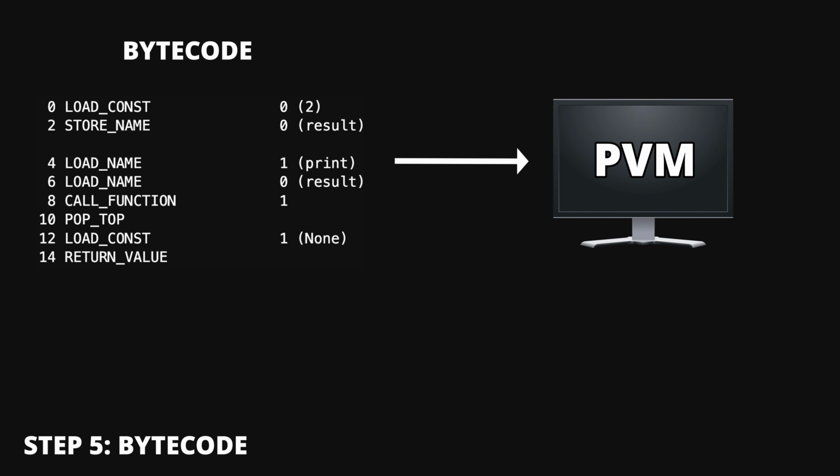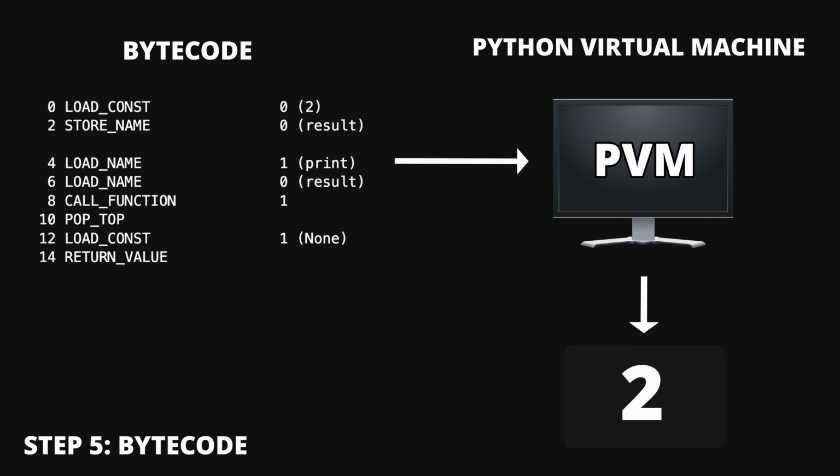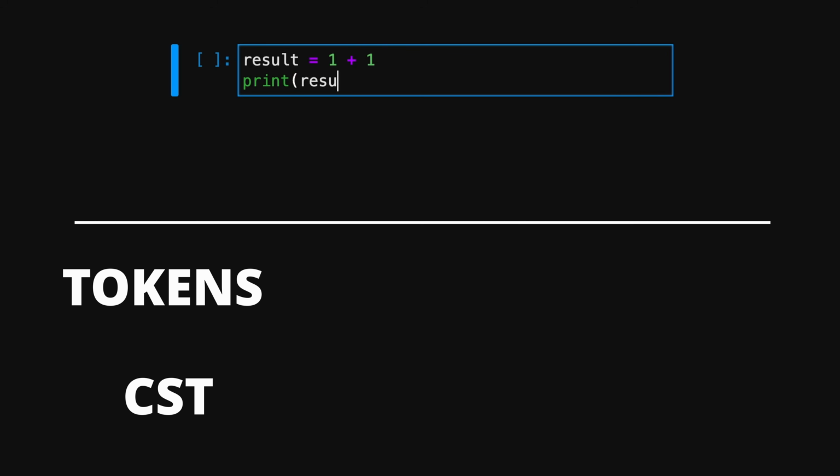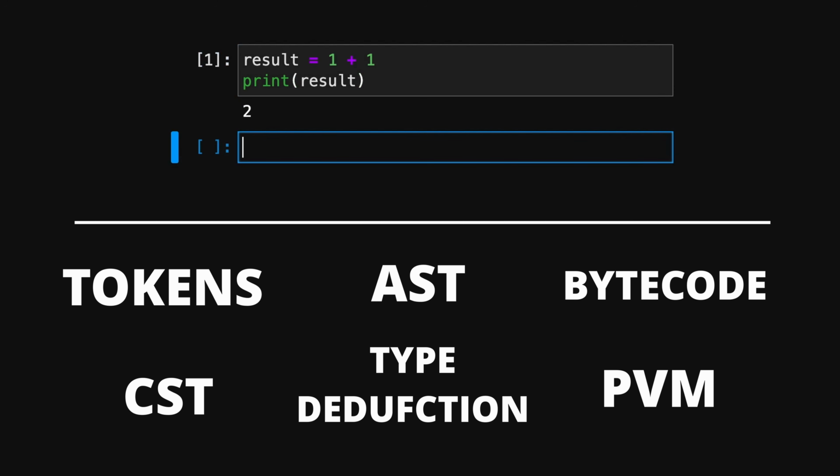Finally, the PVM, or Python Virtual Machine, interprets these instructions and executes machine code to arrive at the final answer, and stores this result back into memory. So, while 1 plus 1 seems like a trivial expression, keep in mind that there's a ton happening underneath that is quite thankfully abstracted away by Python's high-level interface.